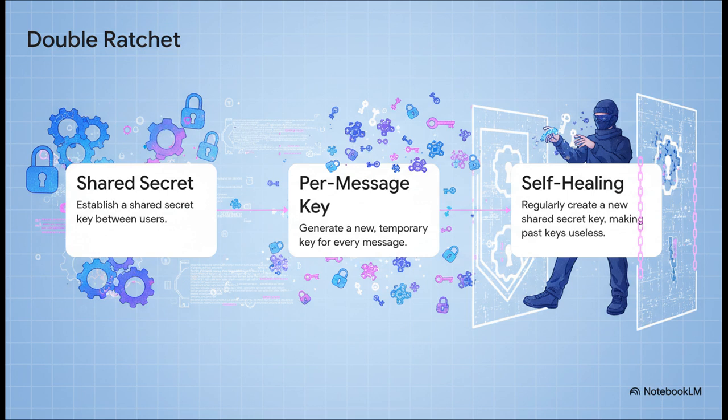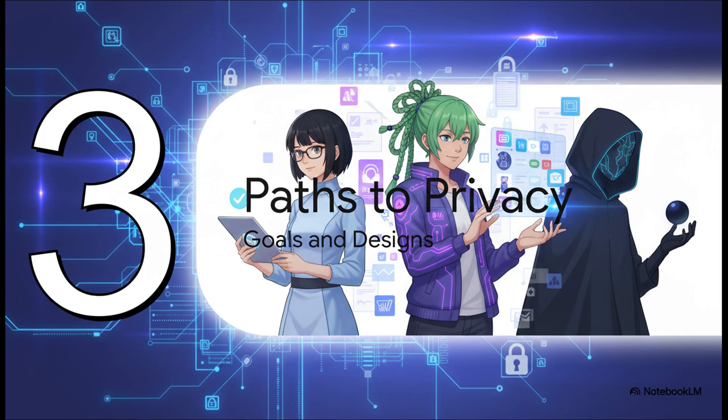This creates something called forward secrecy, or self-healing. It means even if a super hacker somehow managed to steal the key for one message, it's totally useless for reading anything else. Not your past messages, and not your future ones. It's a dead end.